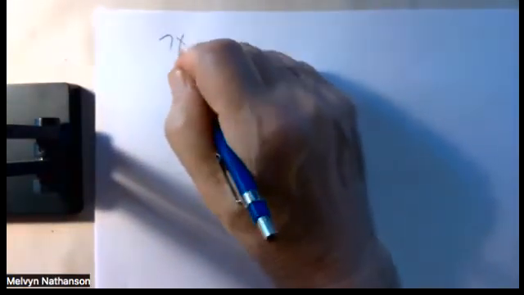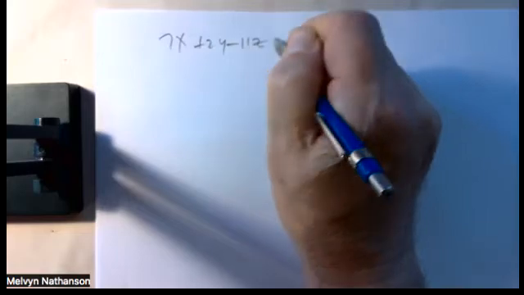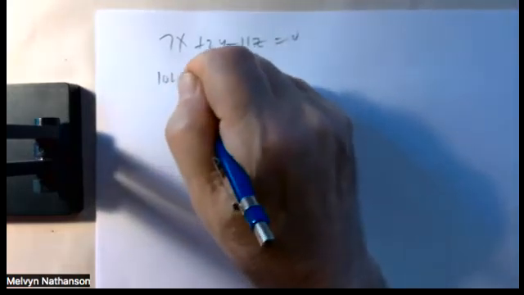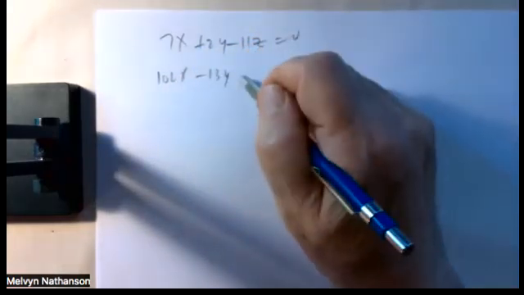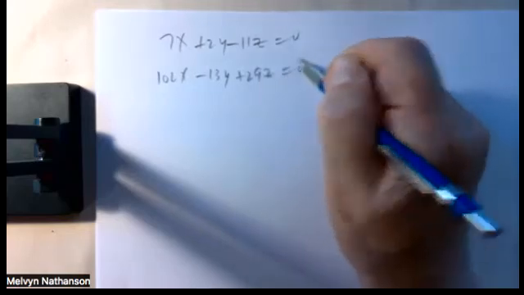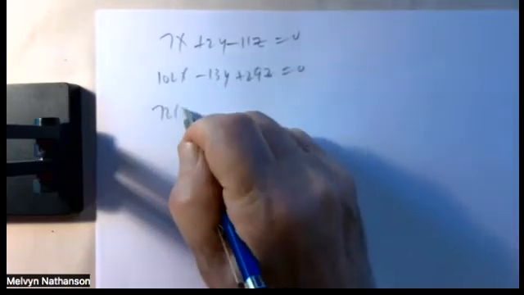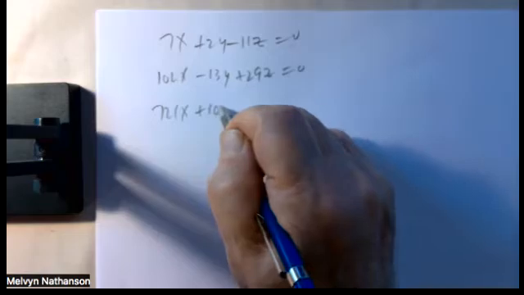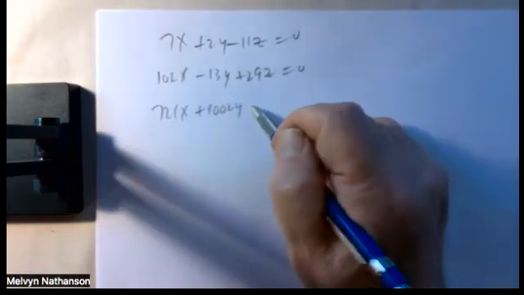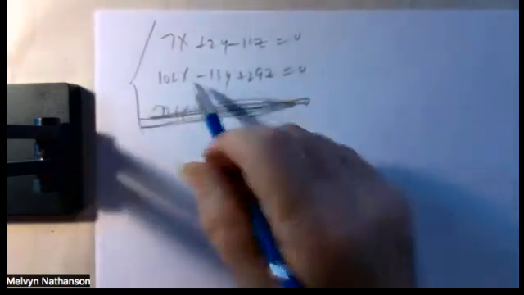And let me show you. So for example, to show this is not so completely obvious, suppose I have 7x plus 2y minus 11z equals 0. 102x minus 13y plus 29z equals 0. 721x plus 1002y minus z equals 0. So here, oops, sorry, let's see if we can get this. Forget that equation.